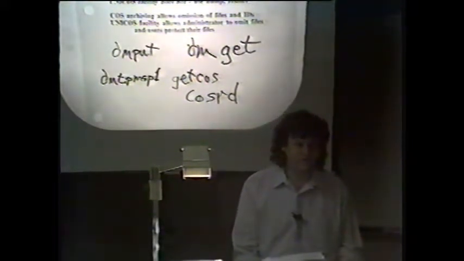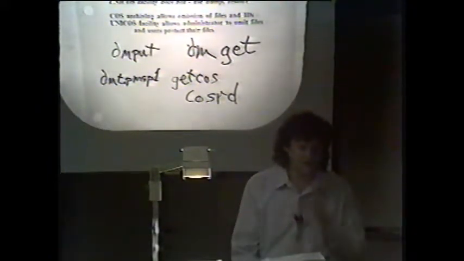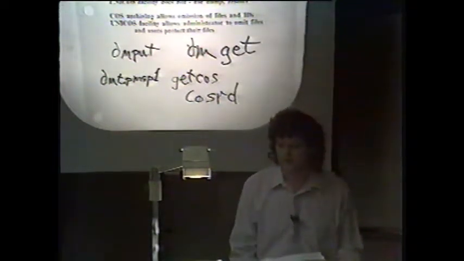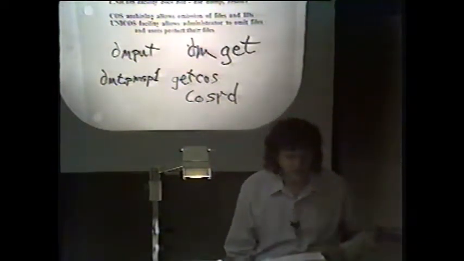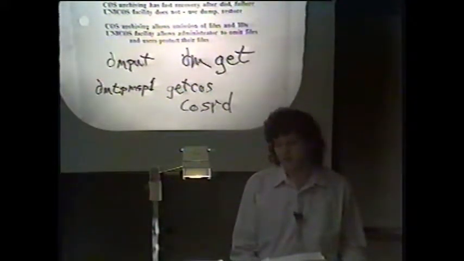And COS archiving allows the omission of particular files and IDs, saying these are not candidates for offline residency. And in UNICOS, you have the same sort of thing. It's called a .keep file, and a user can put a .keep file in his directory and say, don't look at these right now. Though they could be forced off in priority eventually, but I haven't looked into that specifically.